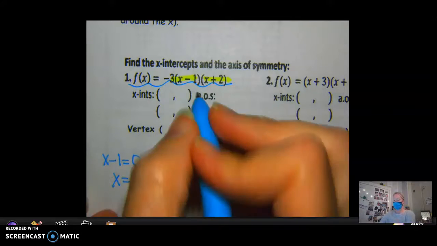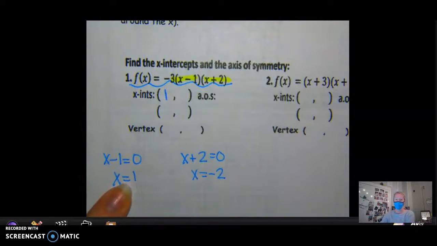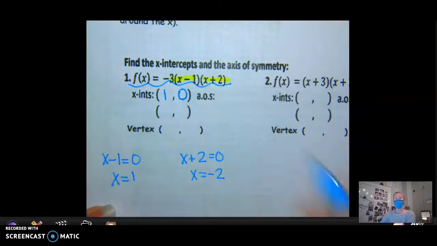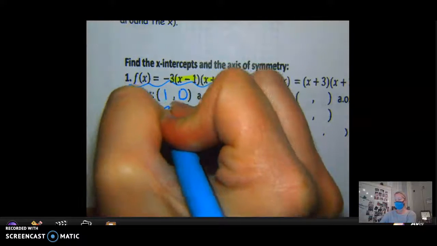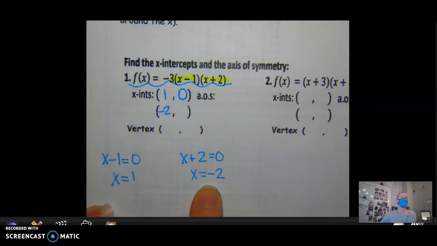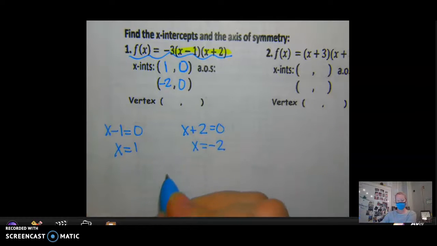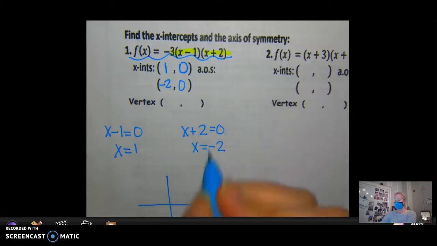So what's your y value there? 0. Thank you. So x is 1 from here, your y value is 0. What's your other x-intercept in this situation? Good, -2. My other answer that I got right here. What's your y value at that point? Zero. Okay, so let's think about this real quick. I have a quick sketch. This is telling me I have an x-intercept here and another x-intercept here.